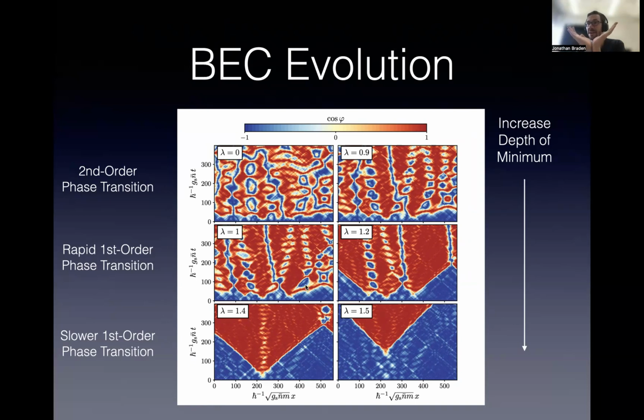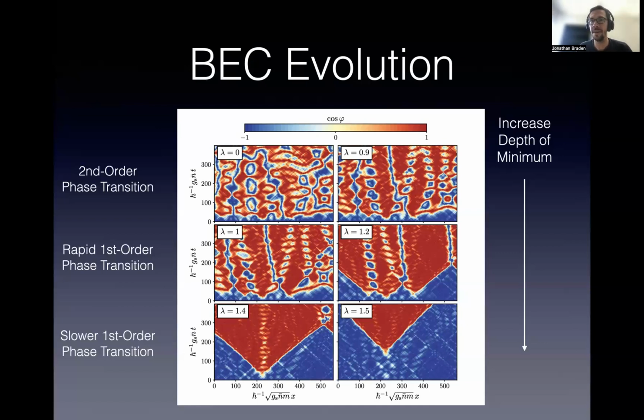As I start to make that effective well deeper and deeper, one other thing I should point out: blue here is the field sitting near the false vacuum, and red is it sitting near the true vacuum. As I make the potential deeper and deeper, what I see is I start to get something that looks like bubble nucleations that are very fast. And if I make the well deep enough, I get really well-defined nucleations of bubbles out of the quantum vacuum. So this is actually a system that's undergoing a first order phase transition, at least using our theoretical tools.